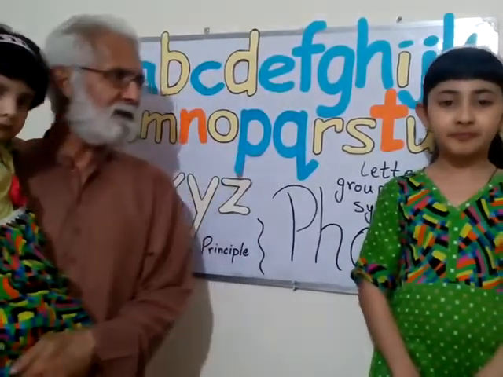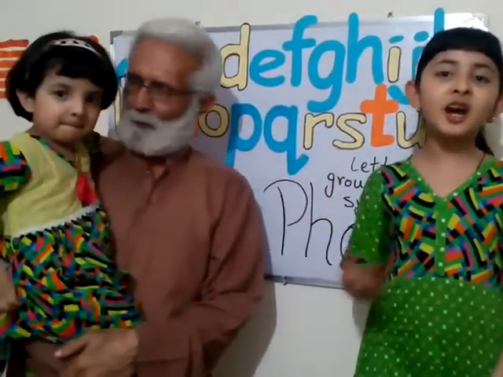So we will start with the names. First of all, Taiba, what are the basic names of the 26 alphabets? Please start. A, B, C, D, E, F, G, H, I, J, K, L, M, N, O, P, Q, R, S, T.